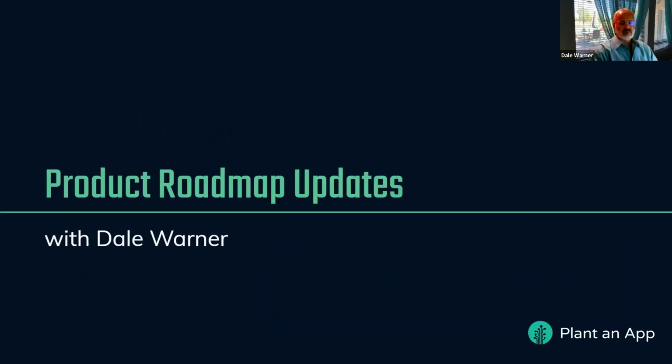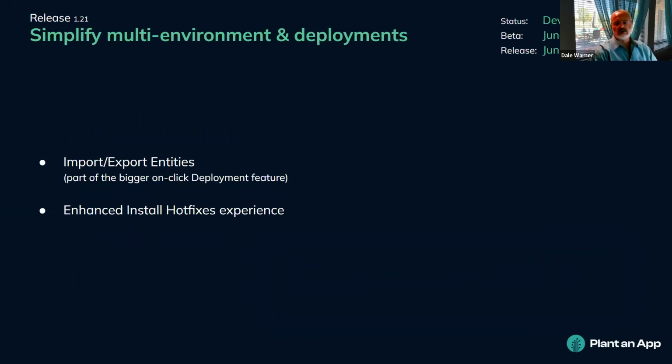All right, product roadmap. We are now scheduled to begin our beta period tomorrow, June 23rd, and barring any last minute developments, anyone participating in the beta program will have an announcement from us in their inbox talking about the new features. The major theme that we have for this release, 1.21, is the simplification of multiple environments.